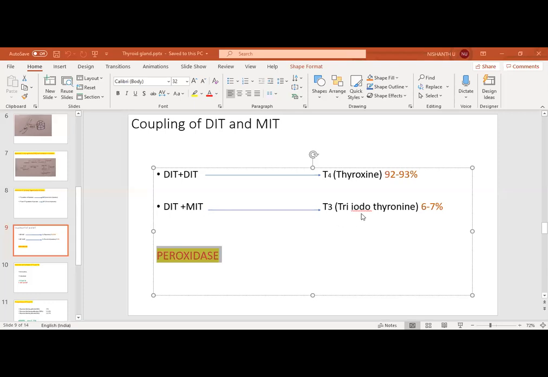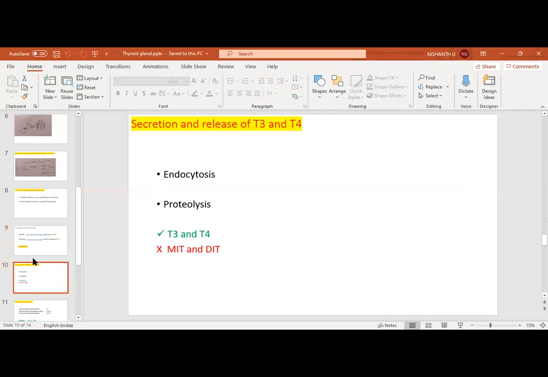T3 will be synthesized approximately 6 to 7%. So this is what we discussed in yesterday's class. Then apart from that, once the T2, T3 and T4 are formed, they will move out of the lumen into the thyrocyte by the process called endocytosis.